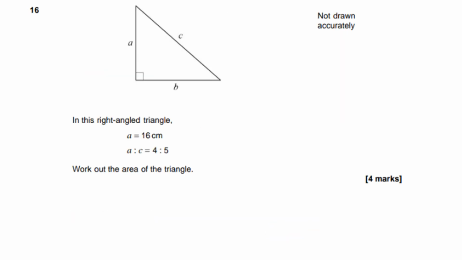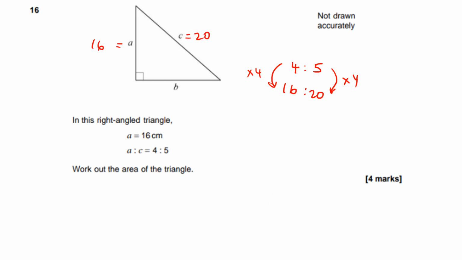Okay, question 16. In this right angle triangle, A is 16, so this is 16. The ratio of A to C is going to be 4 to 5. So you've got 4 to 5, 16 to something. From 4 to 16, you'll times it by 4. We're going to do the same thing, times it by 4. That's going to be 20.